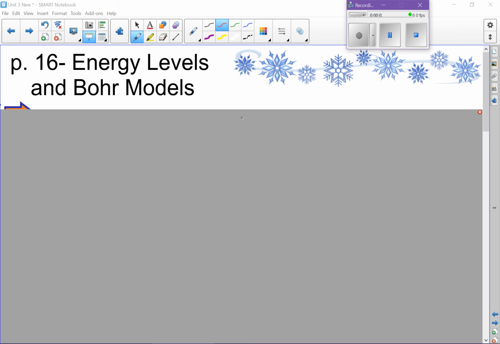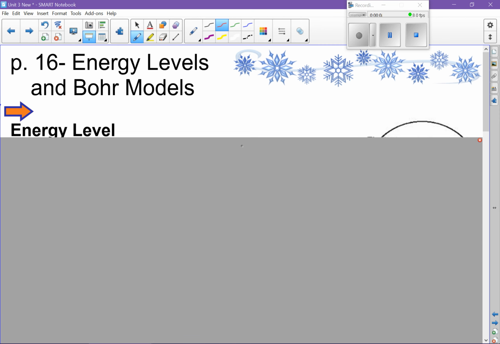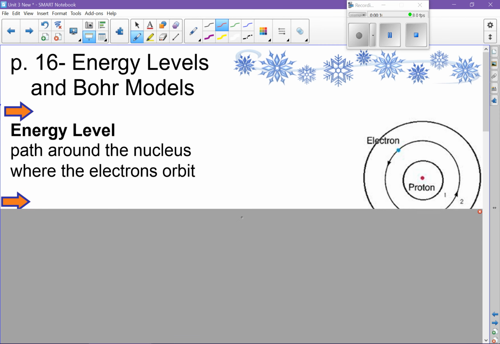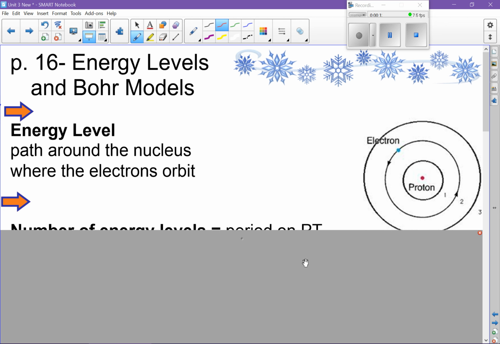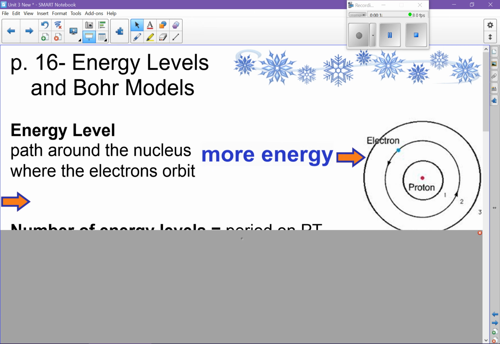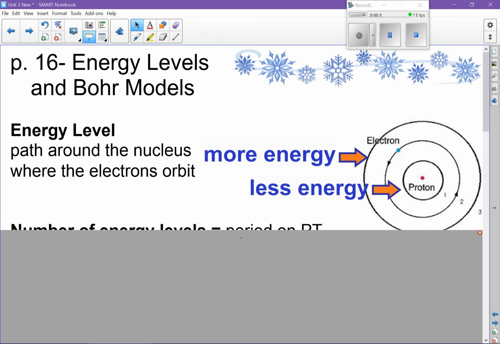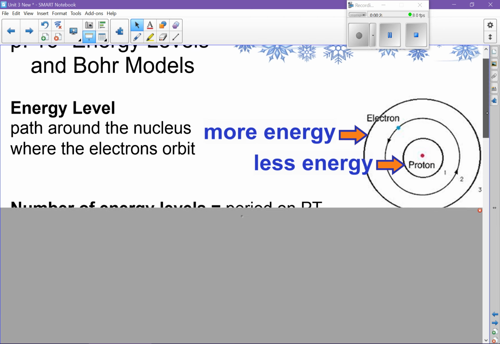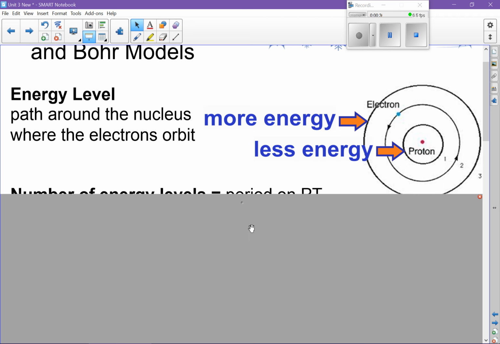Hi guys, today we're going to learn a little bit more detail about the Bohr model and the energy levels that it has. So remember that an energy level is the path around the nucleus where the electrons orbit. And so this is the Bohr model. He was the one who discovered that. And you remember that he found that the energy levels on the outside have more energy and the ones closer to the nucleus have less energy.